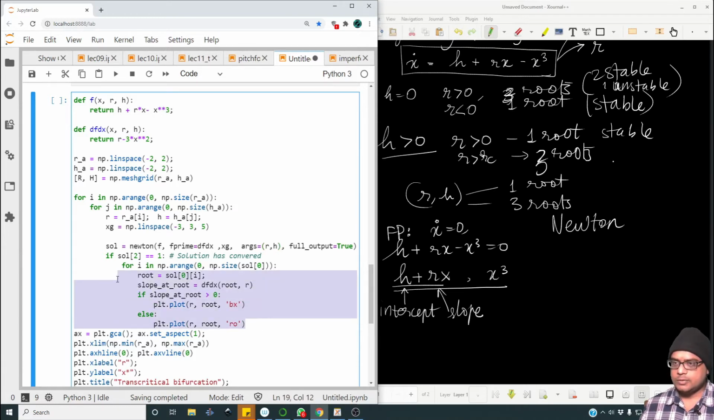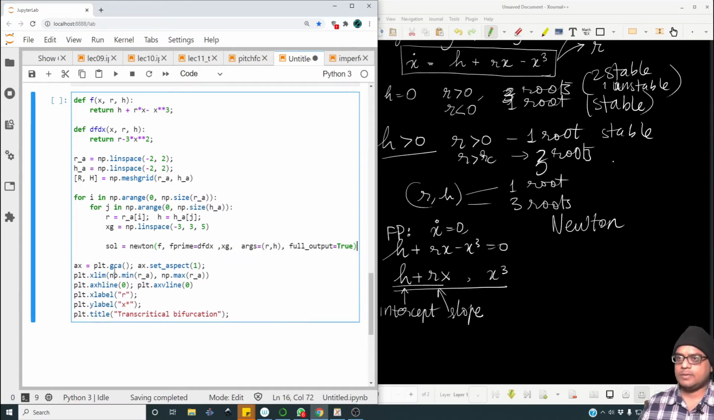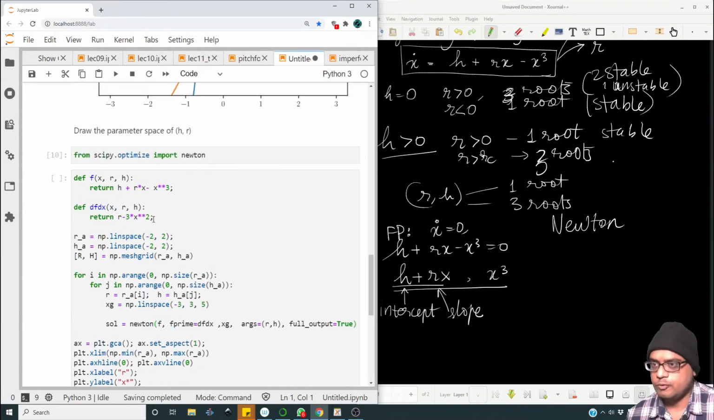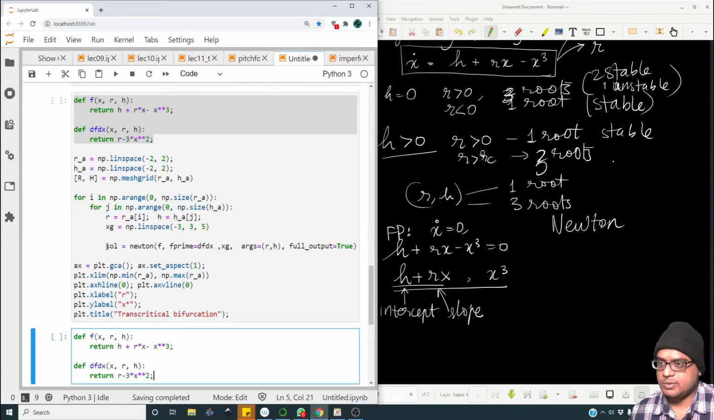Since we are worried about the number of roots, we don't really bother about plotting it for now, so let us get rid of this. In fact, let me create a new cell to show you what the output structure of Newton looks like. Let me paste this.